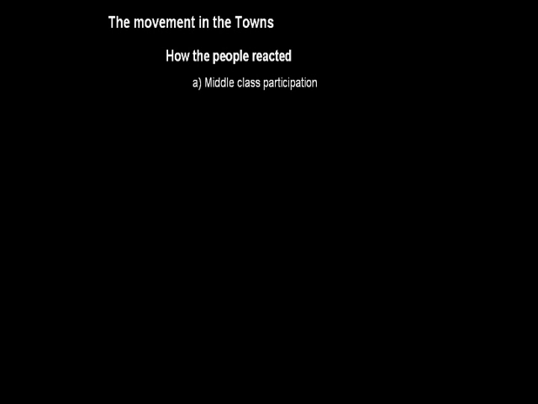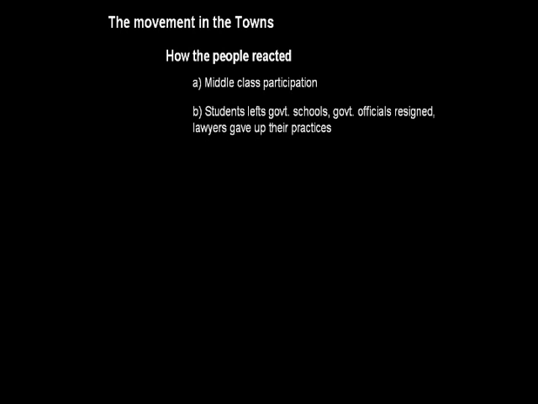We all know that basically in the urban areas, most of the people residing there are engaged in the service sector, and overall the society can be termed as the middle class. So the middle class participated with great enthusiasm. As Mahatma Gandhi had asked, in the non-cooperation movement we don't have to cooperate with the Britishers. So the students left the government schools, government officials resigned from their posts, lawyers gave up their practices.